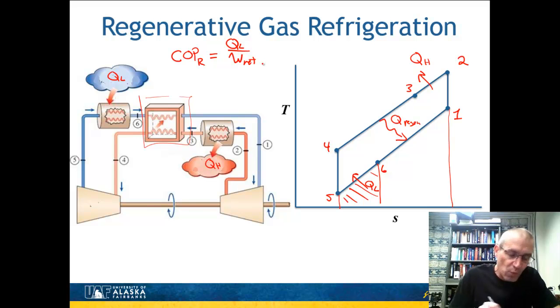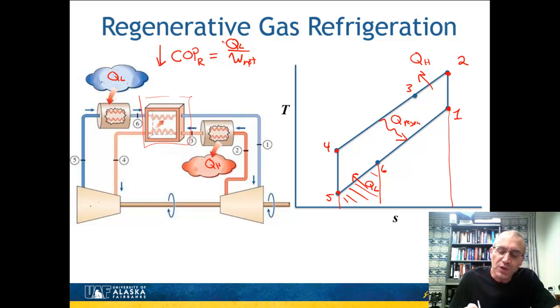Now, let's look at the net work. The net work is pressurizing this gas from 1 to 2, and that's not actually going to change. Then expanding through my turbine between those pressure limits wouldn't change either, because I'm moving through the same pressure limits. So I would expect the net work to be the same, but using a regenerator, QL is lower. So the coefficient of performance for regenerative goes down, in which case you might say, why in the world would we ever use this?